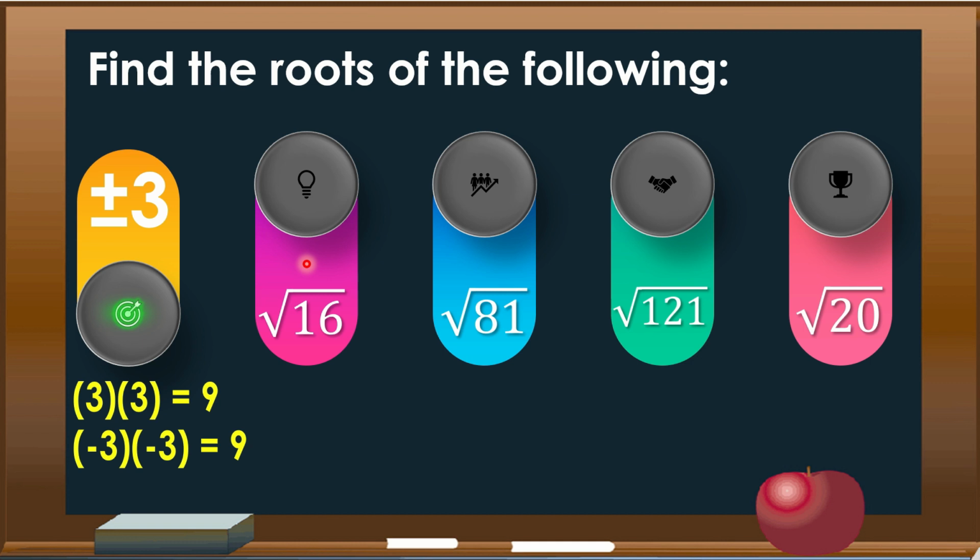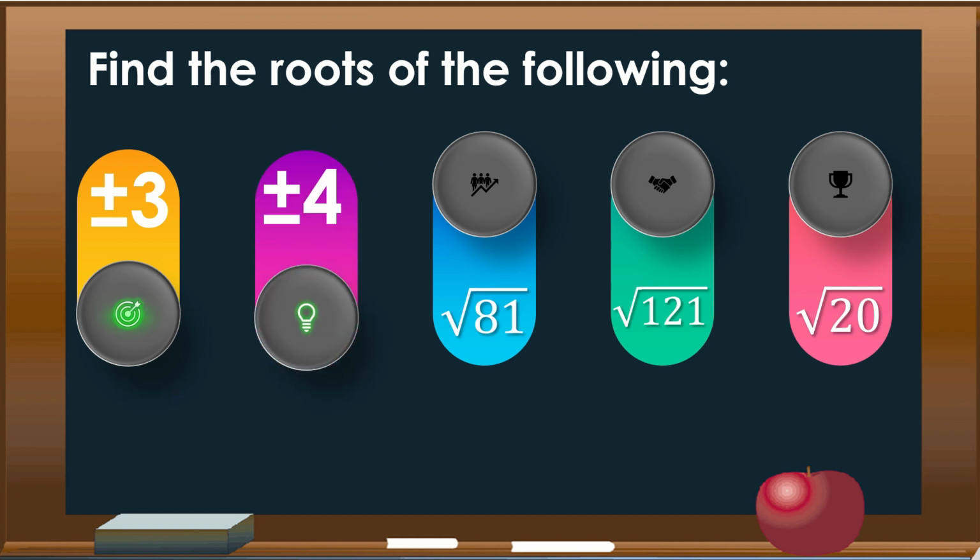Let us move on with number 2, square root of 16. What do you think is the root of this number? Yes, it is positive and negative 4. Same case with number 1, positive 4 times positive 4 is equal to positive 16, and negative 4 times negative 4 is equal to positive 16 as well. Therefore, the roots of the square root of 16 are positive and negative 4.